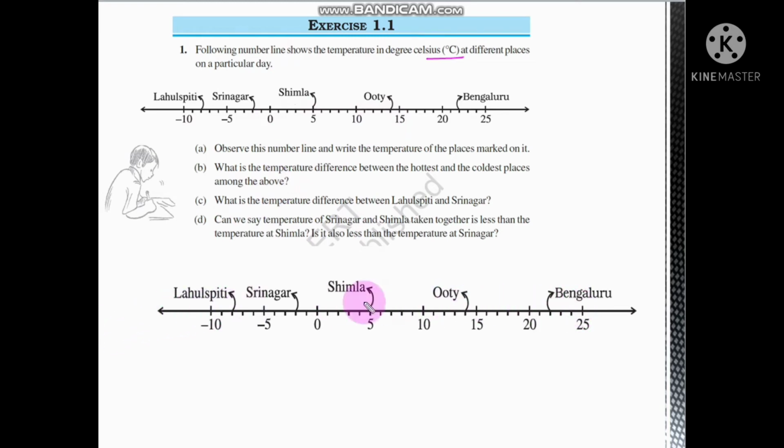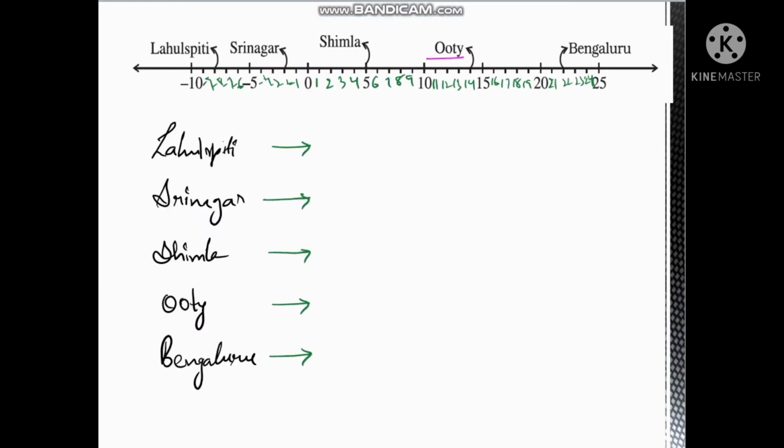So this is the number line and these are the places. What are the places given? Lahul Spiti, Srinagar, Shimla, Ooty and Bangalore. Firstly, let us arrange all the values on the number line so that we will know the degrees centigrade, that is the temperature of individual places. So let us do that. Here I have arranged the numbers on the number line. After 0 we get 1, 2, 3, 4, 5, 6, 7, 8, 9 and so on.